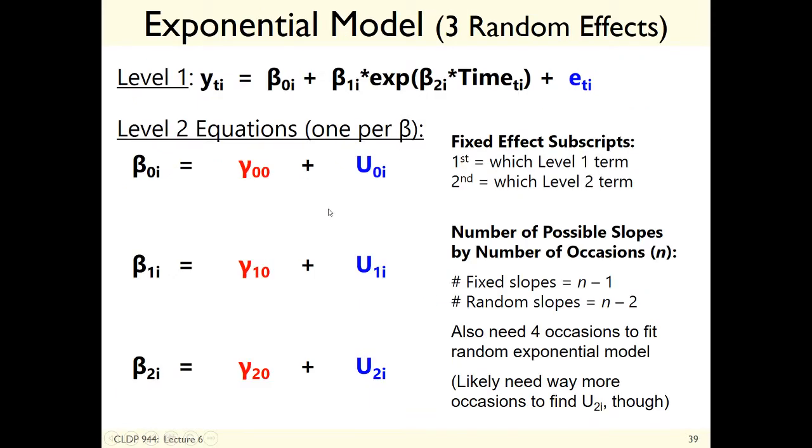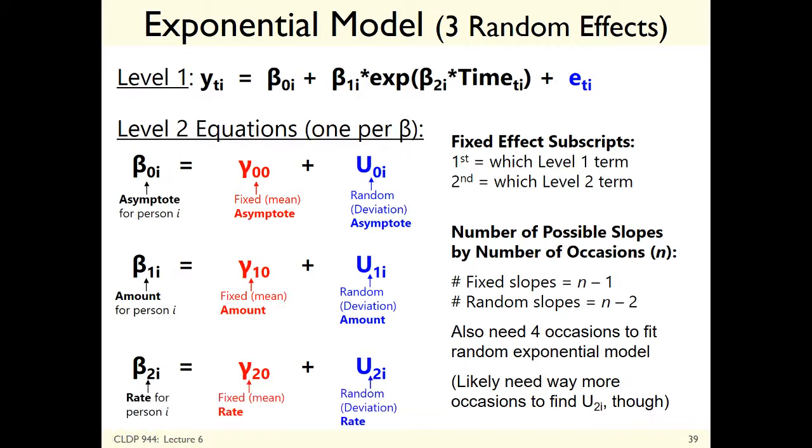So here's what it's going to look like. The level 2 part is going to look the same in structure to all of the models that we've seen so far. Each beta has a fixed part and a random part. Fixed is the part that everybody gets. Random is the part that you get as your own deviation, for which we estimate a variance. The catch is in the definition of each beta, because it's different than usual.